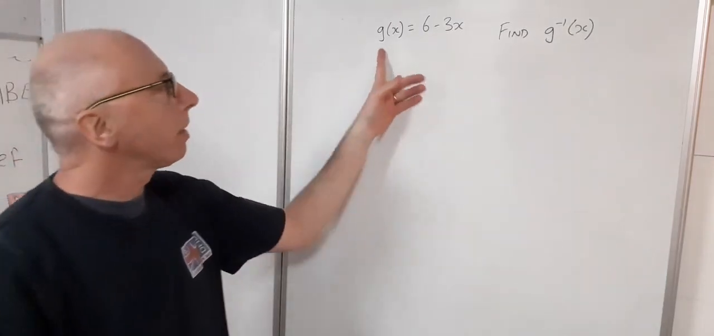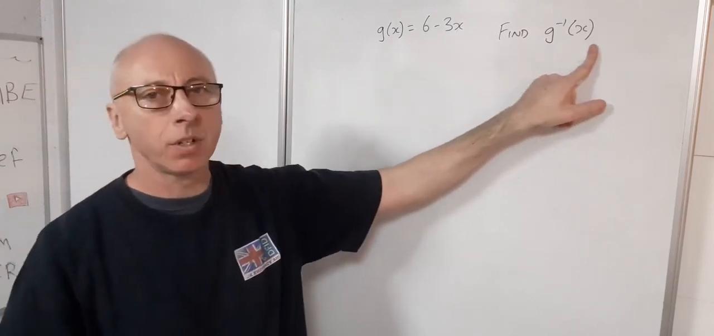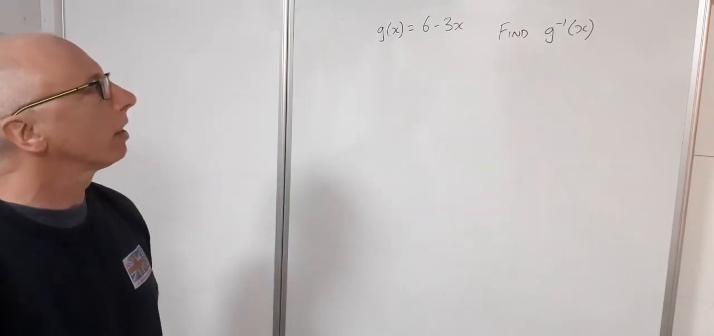So I've got a question here. g of x equals 6 minus 3x. I want to find the inverse function of g of x.